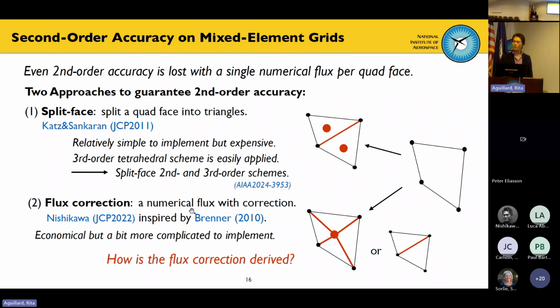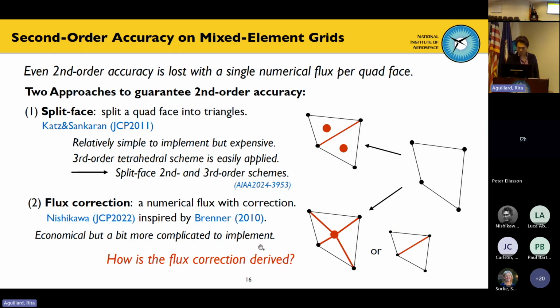And the flux correction approach is an interesting approach. I was inspired by this approach developed by Brenner in 2010. And then I was able to derive a correction term to the numerical flux to achieve second order accuracy for a non-planar quad face. Basically, you split the face into two triangles or four triangles, and then you exactly integrate the polynomial. I will show this next slide. And this is economical because you only need one numerical flux. But this was a bit more complicated to implement.